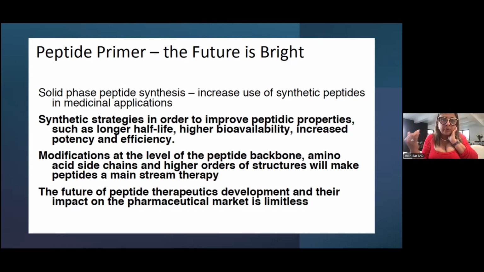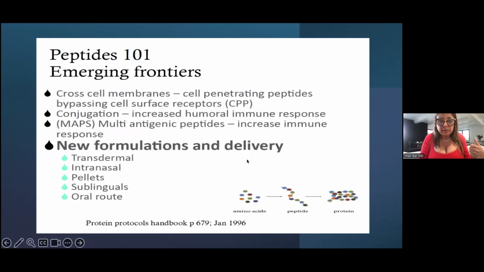The goal is to improve the properties of the peptides: a longer half-life, higher bioavailability, increased potency and efficiency. And that's what they're doing with your Ozempics and semaglutides and so forth. So that is probably the future of peptides. They're all going to be synthesized, and they're going to be in the market as pharmaceutical drugs at some point.